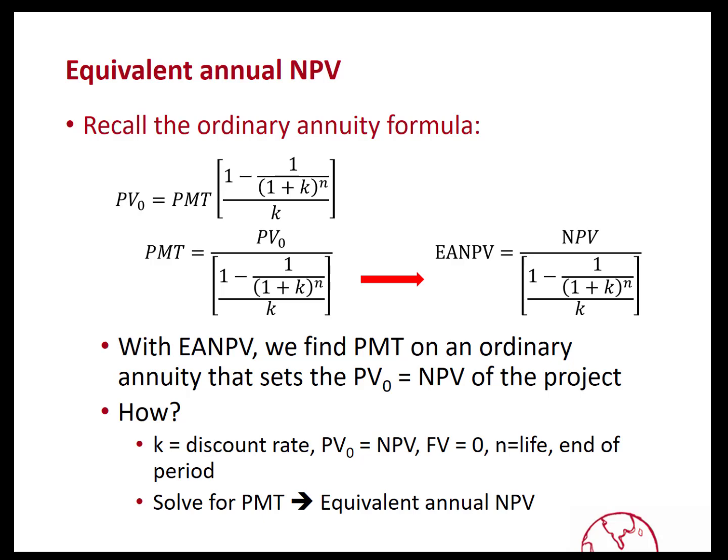Well, we have to have a discount rate, which was used to generate the NPV on the project. We have to have a present value, which is the NPV. We're going to treat the future value as 0, meaning there's no salvage value. It's already incorporated into the NPV calculation. We know the life of the project, which is the number of periods or years n, and we're going to use end period discounting. And all we do is solve for payment, which is going to give us this equivalent annual NPV. So let's look at an example.